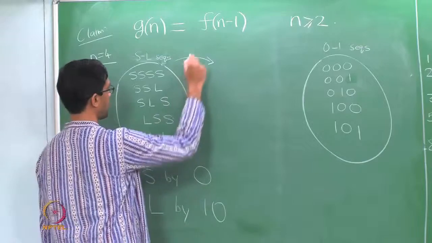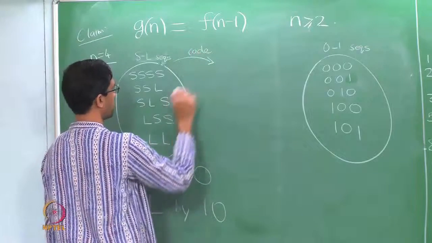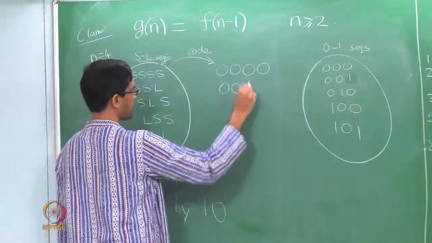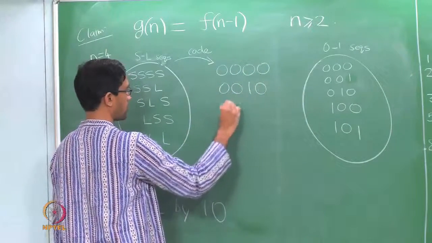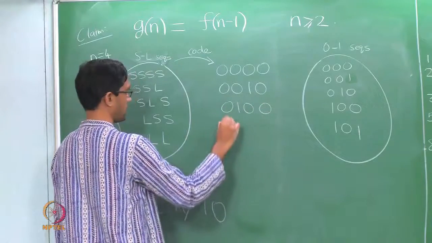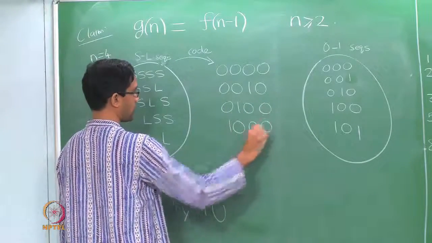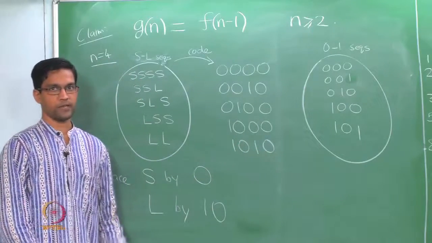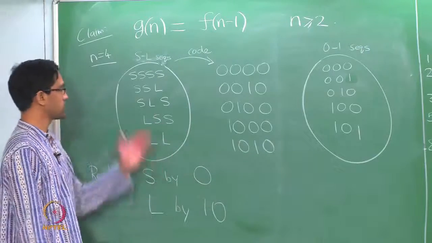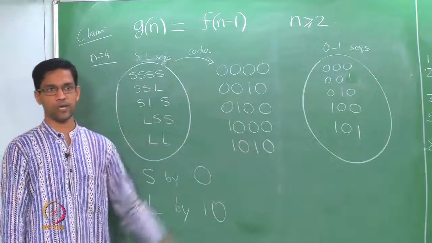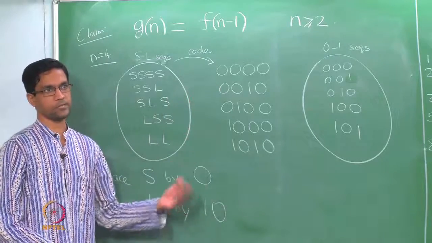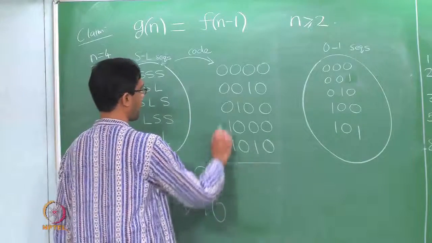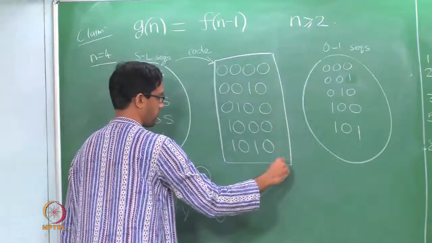If I do this, what do I get? So here's my code function. All shorts become all zeros, short short long becomes 0 0 1 0, short long short becomes 0 1 0 0, long short short becomes 1 0 0 0, and 2 longs is 1 0 1 0. So via this encoding function I have converted the string of shorts and longs into a string of zeros and ones, but observe I have a string which is of length 4 now. So that is the reason I said this is an intermediary step.